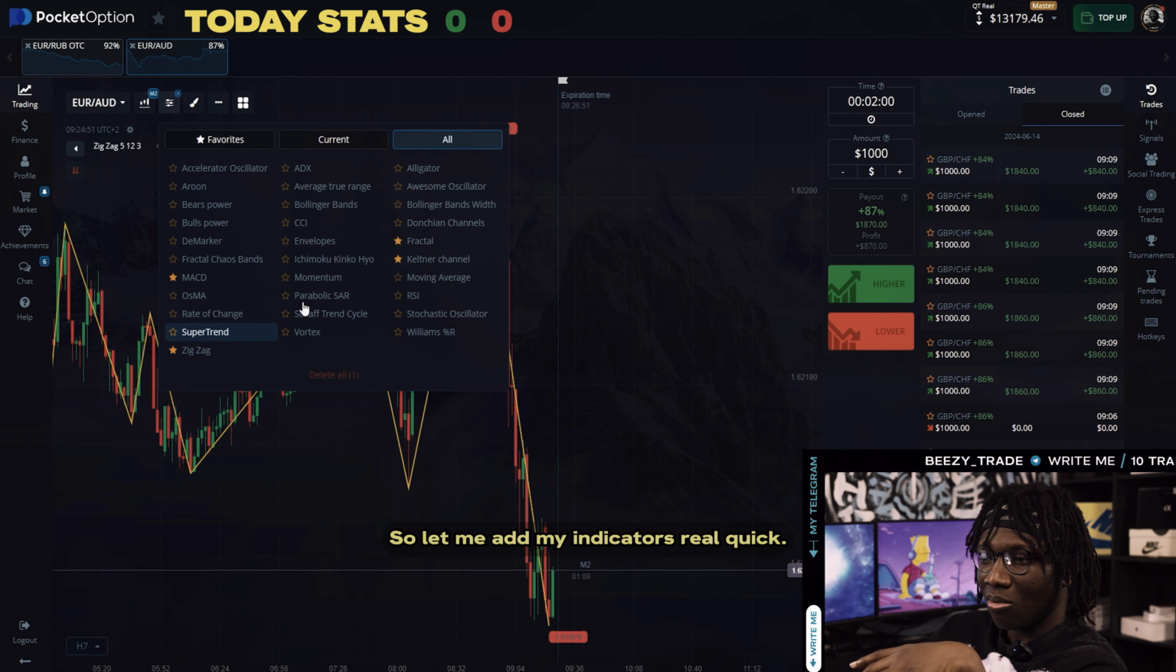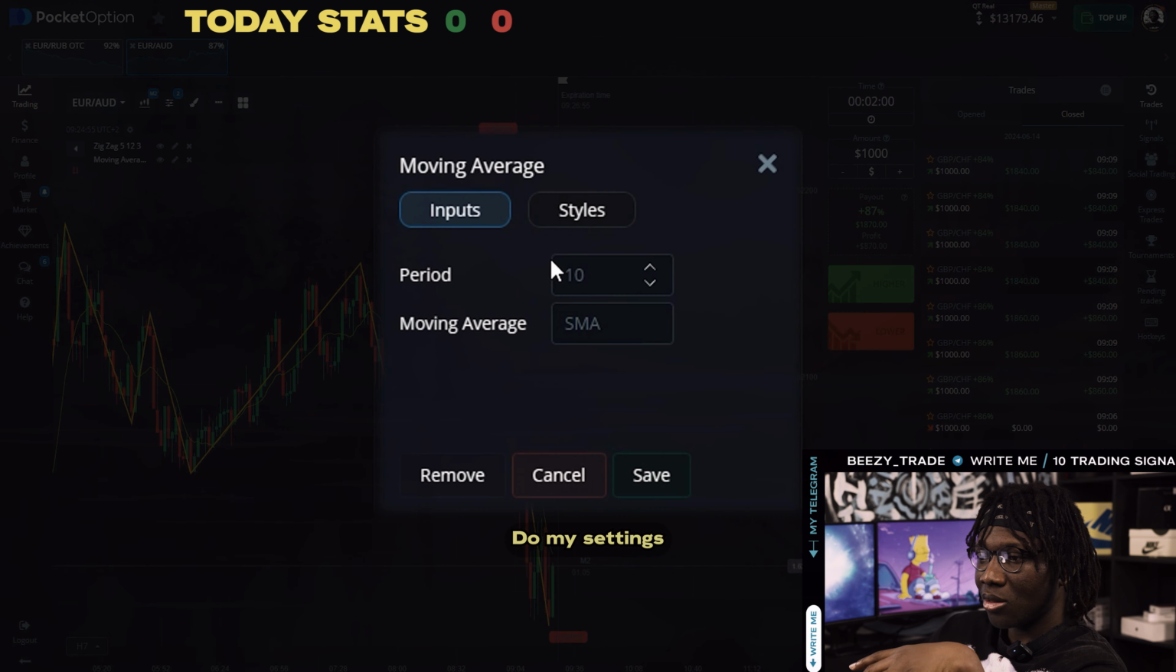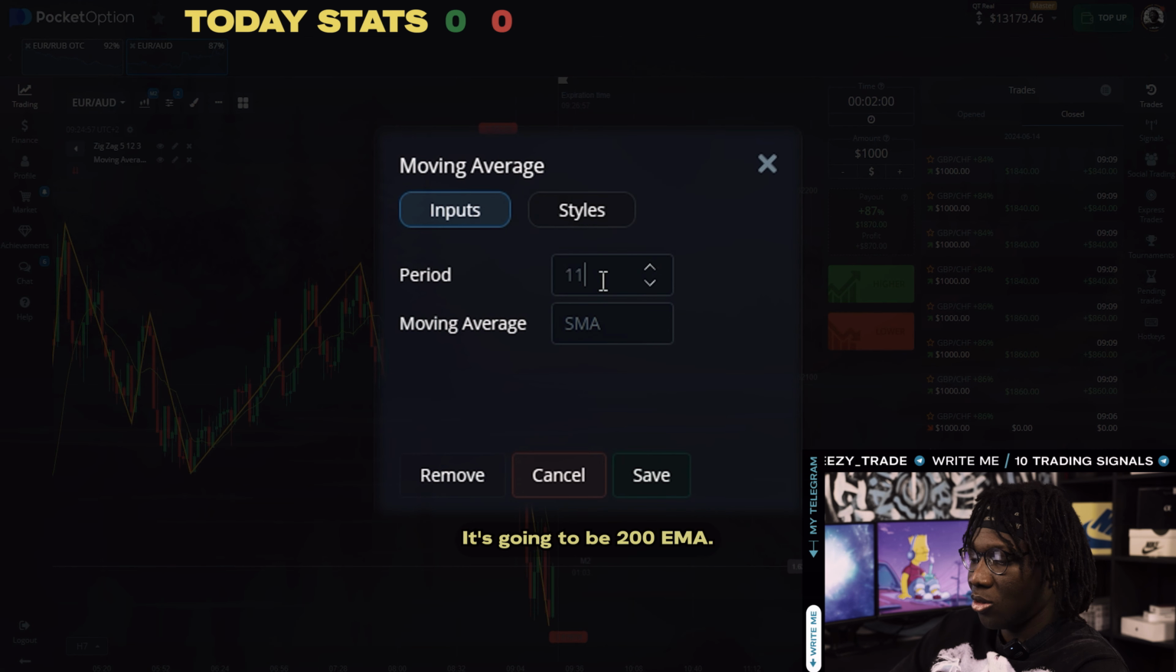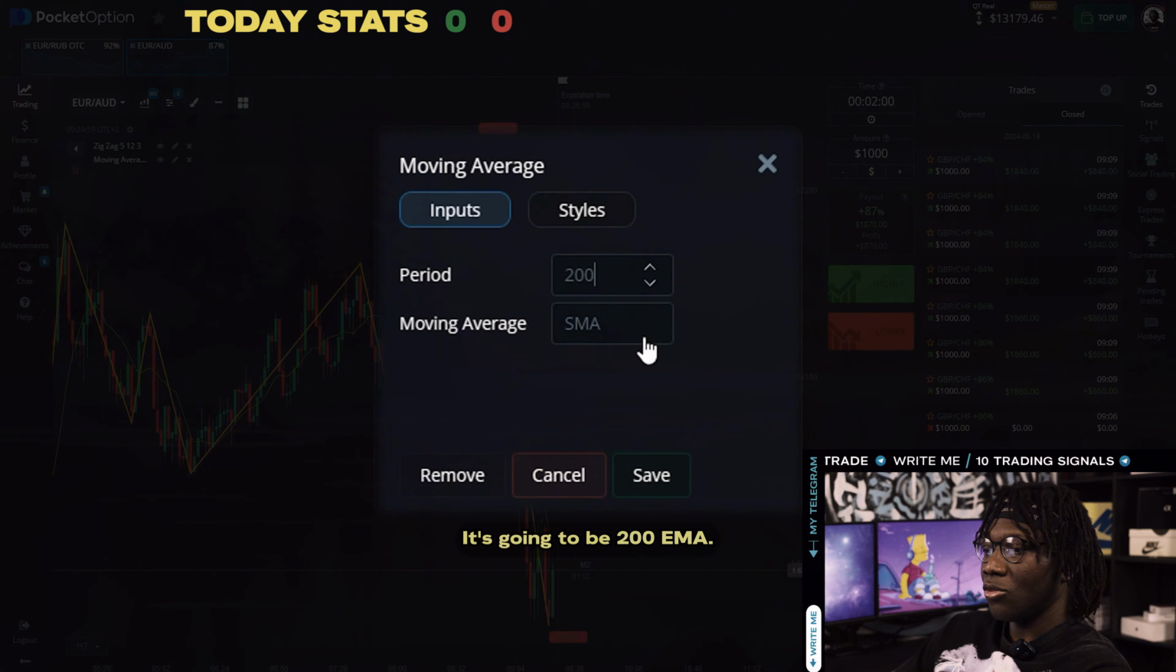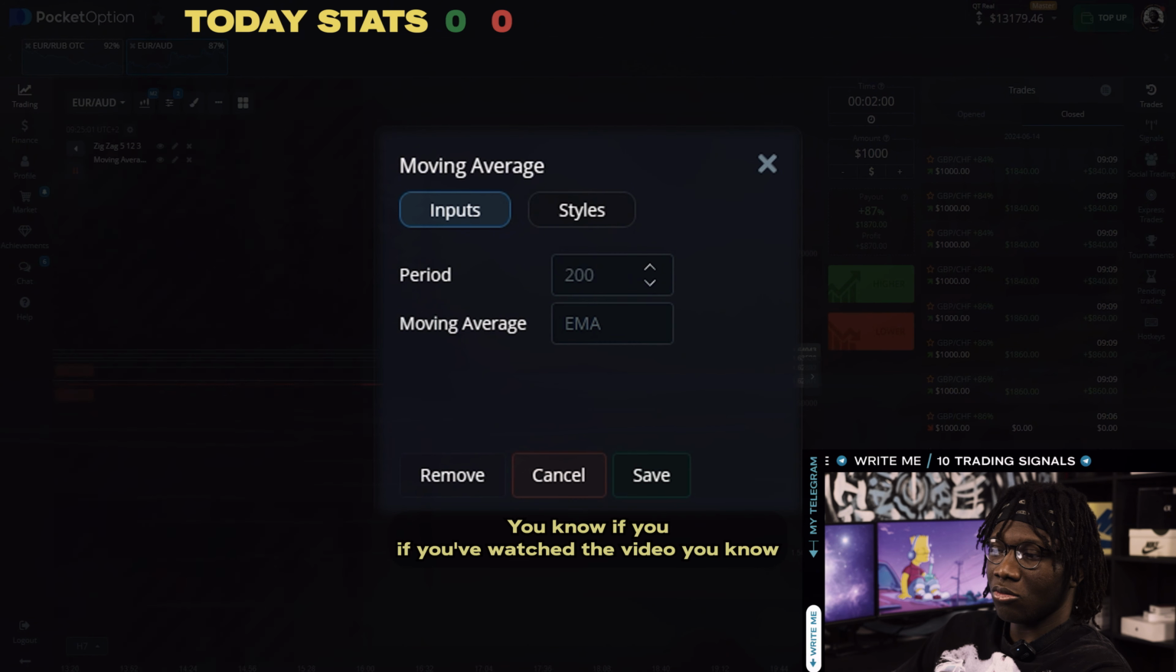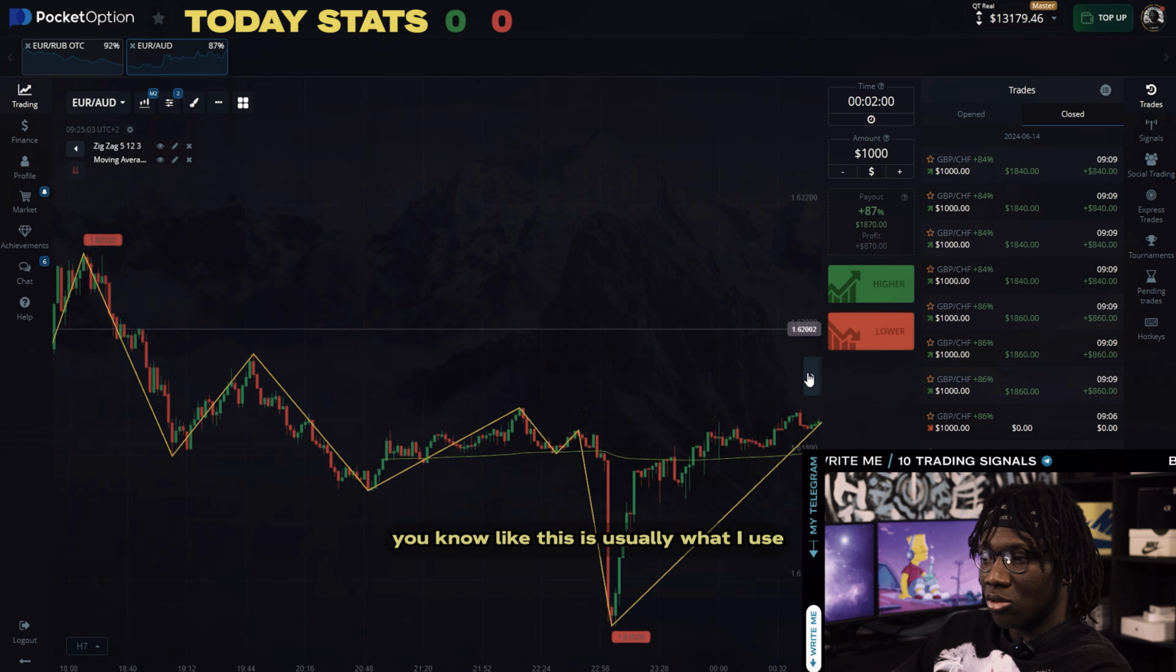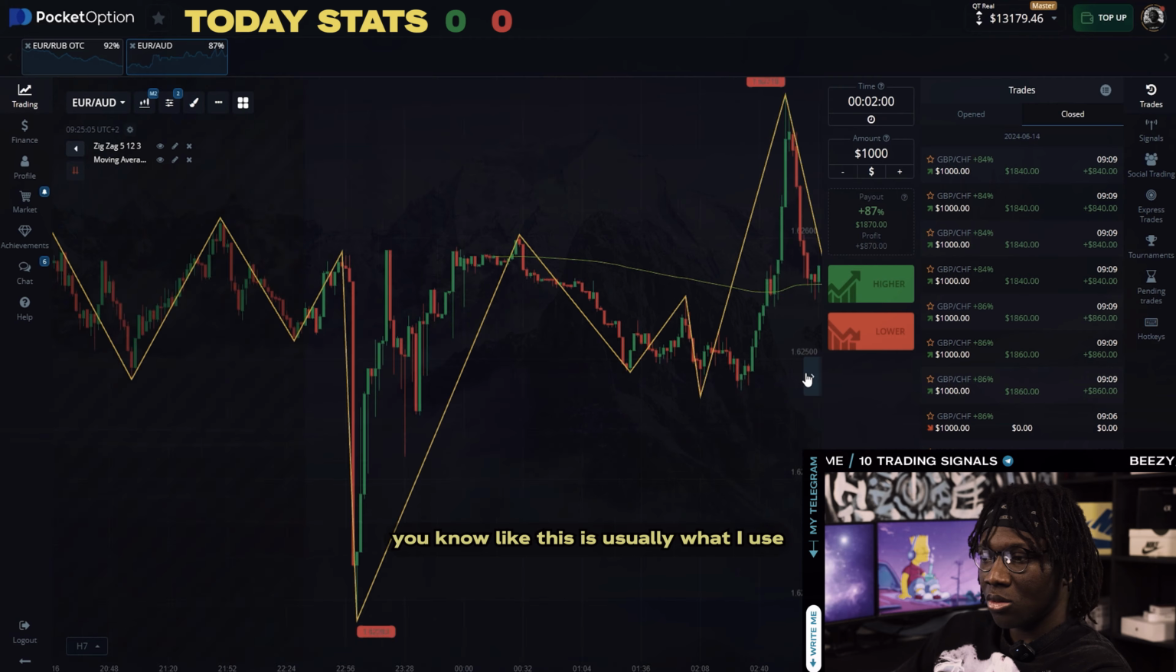So let me add my indicators real quick and do my settings. Here it's going to be the 200 EMA. If you've watched my videos, you know that this is usually what I use.